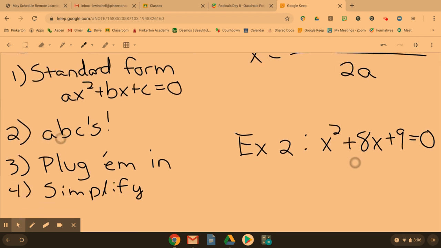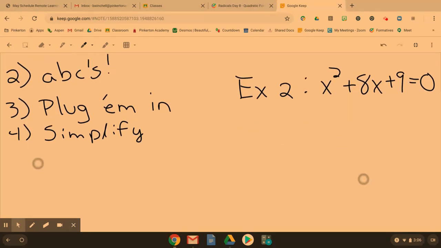I have put my 4 steps over here. 1, make sure your equation's in standard form. 2, list your A, B, Cs. 3, plug them into the quadratic formula. And then 4, simplify. Boom. There we go. So here is our second example.